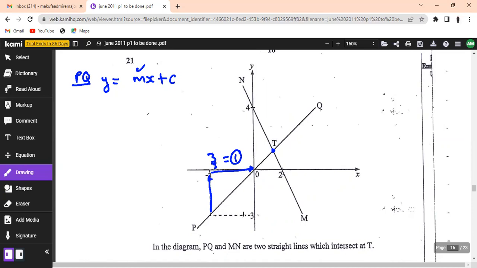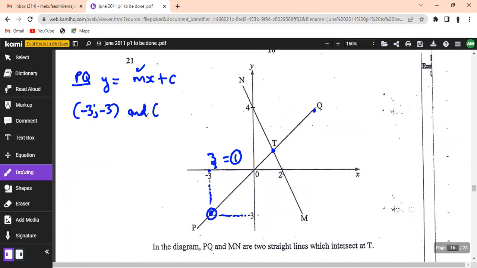Or you can take points. Let me just use points. You can use points which are on line PQ, as long as the points are on line PQ. So you're going to take any point. Let's take advantage of this point here. It means x at this point corresponds with minus 3, y at this point corresponds with minus 3. So the point here, we are given minus 3, minus 3. That is the point that you're given.